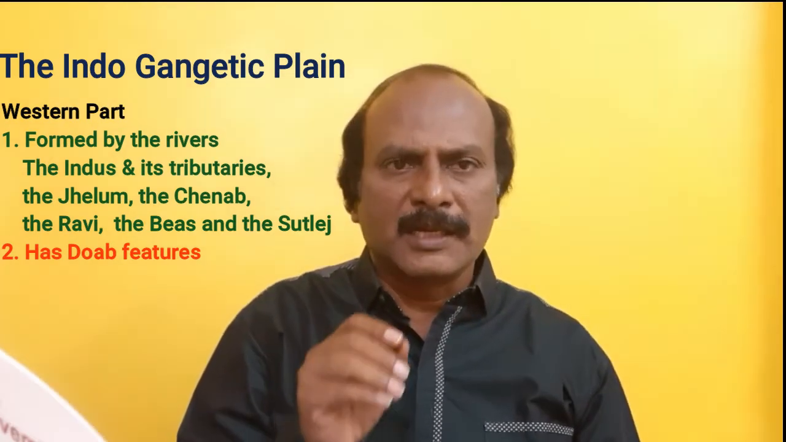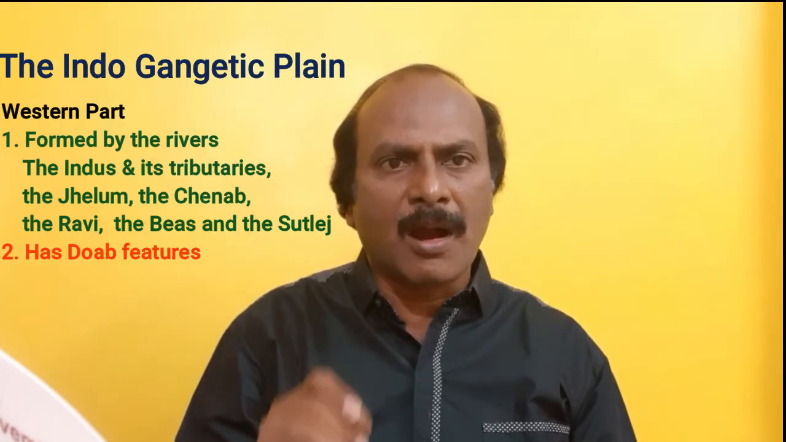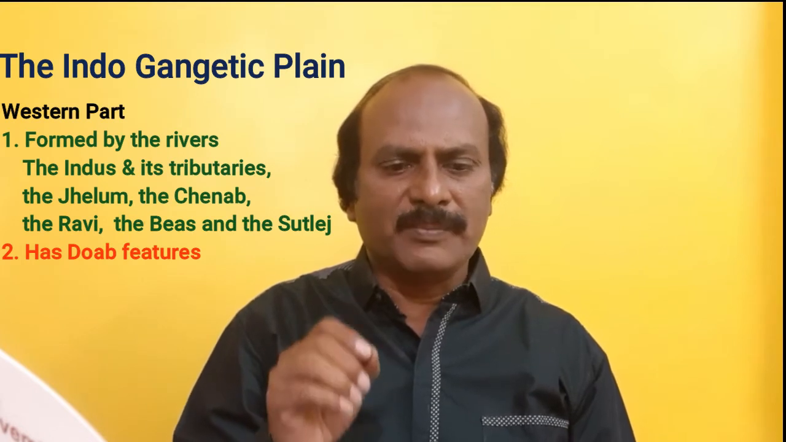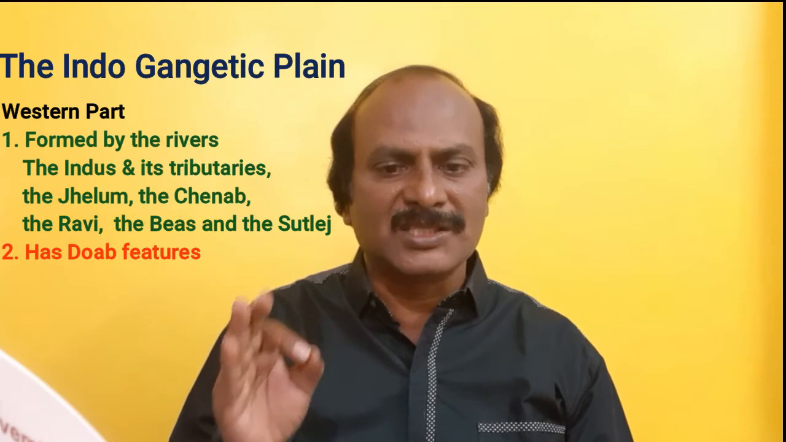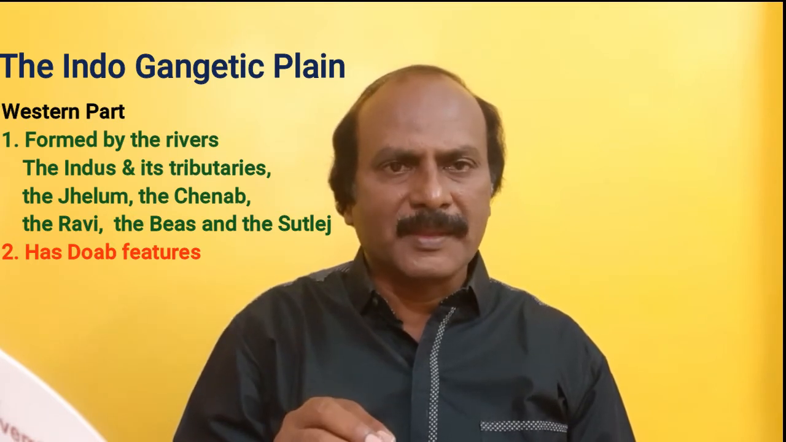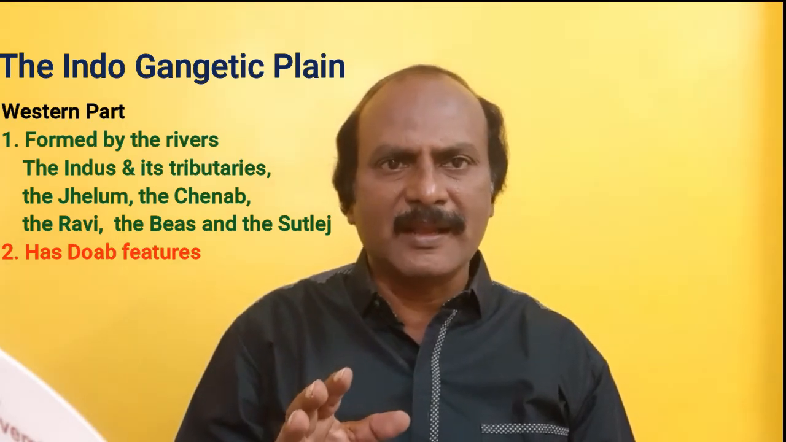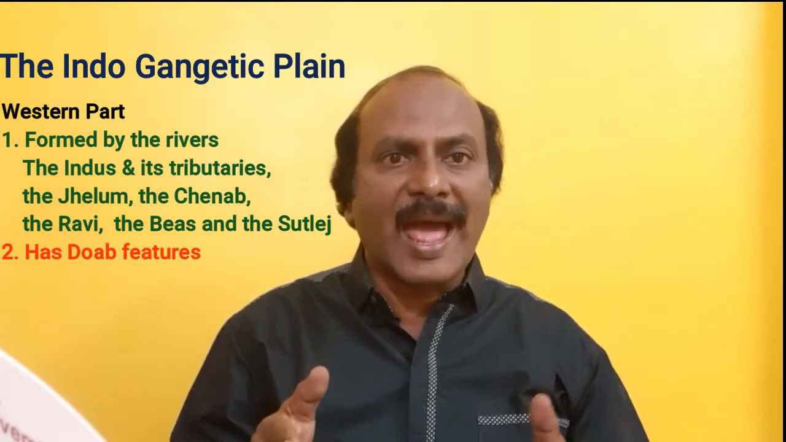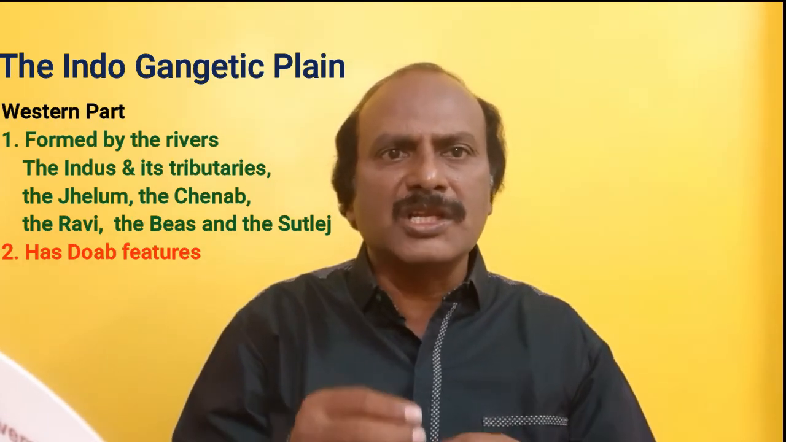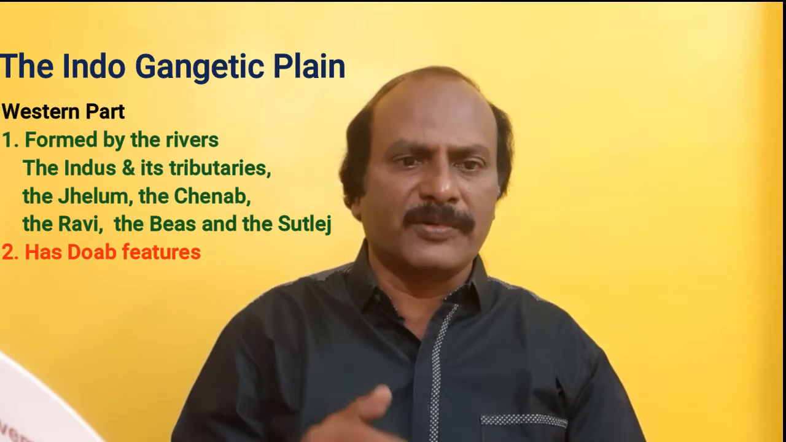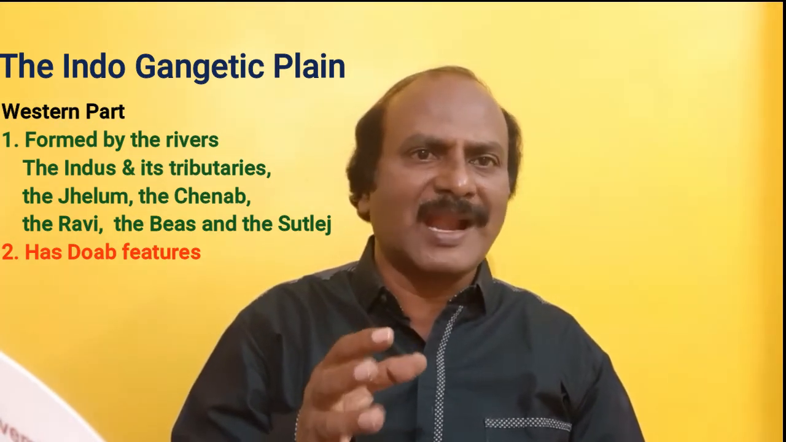Similarly, the tributaries of the Indus River are the Jhelum, the Chenab, the Ravi, the Beas and the Sutlej. And it has doab features. Doab features means in between two rivers, the land is there. Very fertile land. So, largely in the western part of the Indus River flow, we can find doab featured lands.